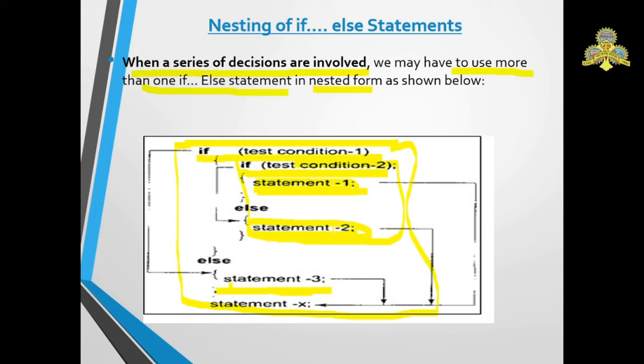Then the control is transferred to the statement X part. If test condition 1 becomes true, the innermost if statement will be executed. Otherwise, if this outermost test condition becomes false, then its else part will be executed, that is statement 3 will be executed, and the control is transferred to statement X.